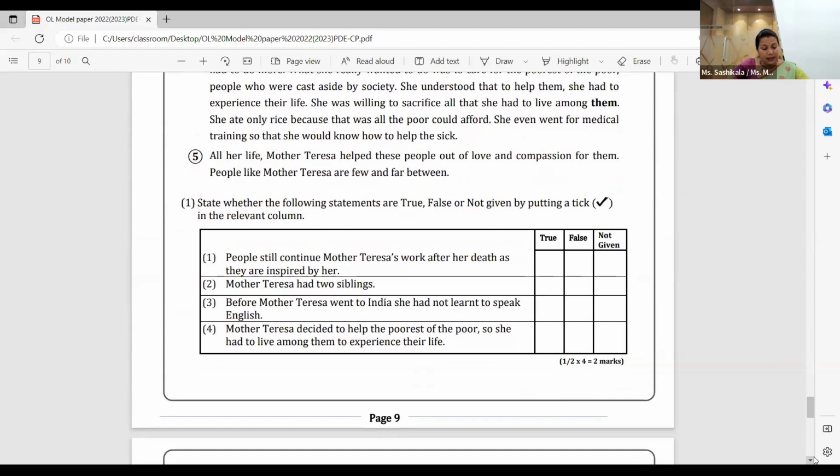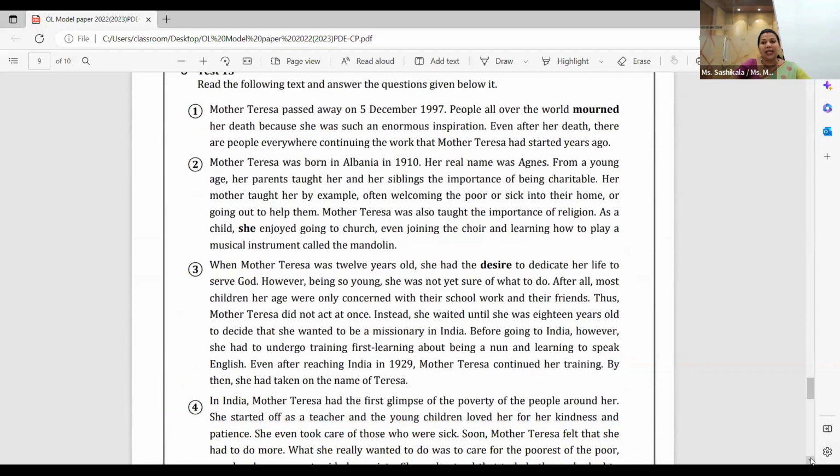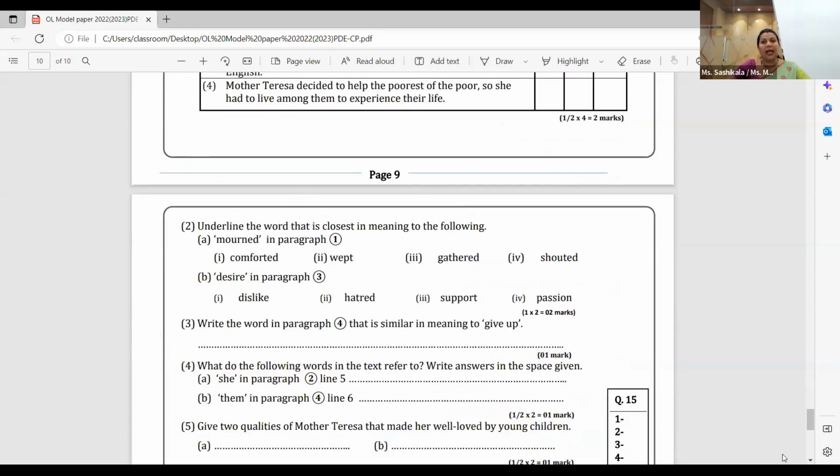Next one, desire in paragraph. Desire කියන්නේ මොකද්ද? මොකක් හරි අපිට තියෙන desire එකක්, ආශාව, passion එකක් කියන එක. When Mother Teresa was 12 years old, she had the desire to dedicate her life to this, එයාගේ passion එක, එයාගේ ආශාව, right? So dislike කියන්නේ මේකේ උත්තරේ. Dislike කියන්නේ එයා අකමැති කියන එක. Hate කියන්නේ එයා කැමති උනේ නැහැ. Support කියන එකට වඩා passion is the answer.